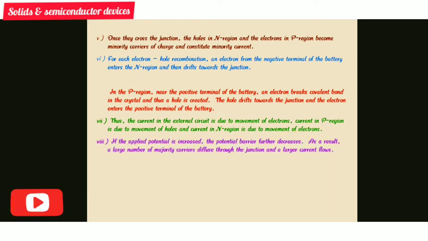Eighth, if the applied potential is increased, the potential barrier further decreases. As a result, a large number of majority carriers diffuse through the junction and a large current flows.